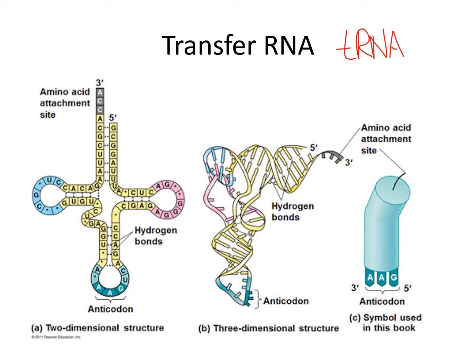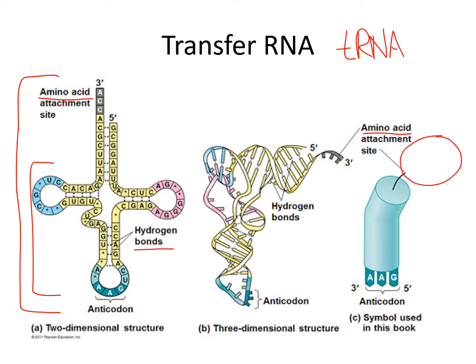Basically, a tRNA is a single strand of RNA that binds to itself with hydrogen bonds, forming this cloverleaf structure. But the 2 really important parts of the tRNA that you need to know are first the amino acid attachment site, which is where an amino acid will be attached. The other part is the anticodon. The anticodon is going to be complementary to the codon on the mRNA.